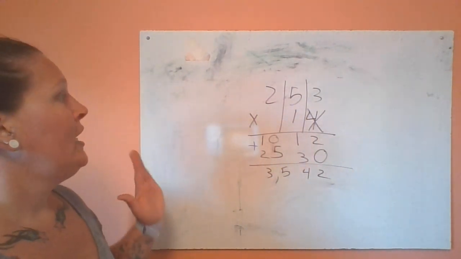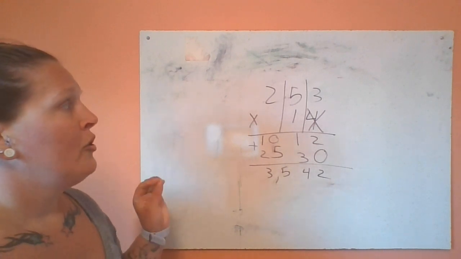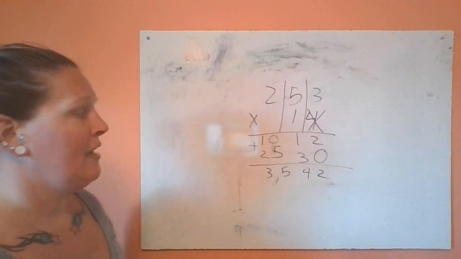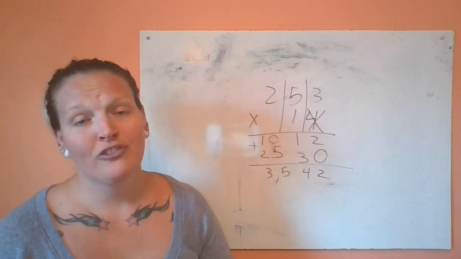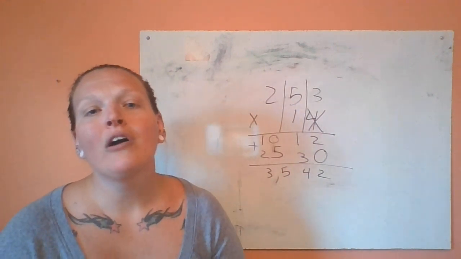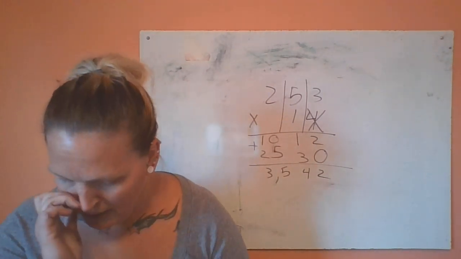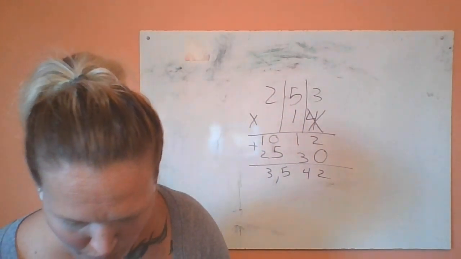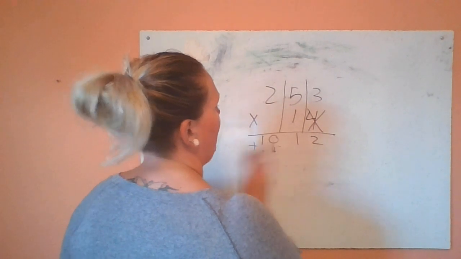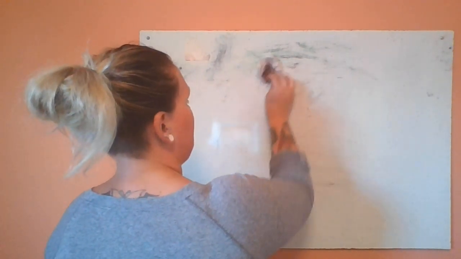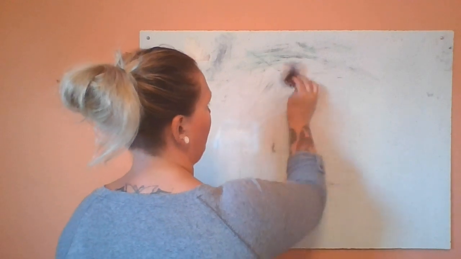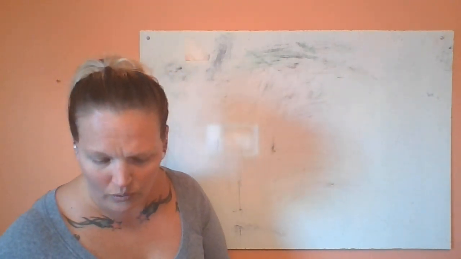All right, so if you guys got 253 times 14 with a product of 3,542, you are correct. So I'm going to put 1 on the board for you guys to try at home. Do your best. See what you got. I will throw answers in the comments for you.